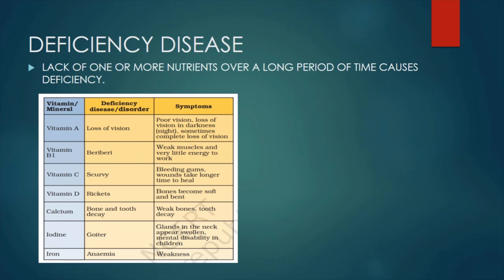Our last vitamin deficiency is vitamin D. Vitamin D deficiency causes rickets. It leads to soft and bent bones. Moving on to our mineral deficiency, we have calcium. Lack of calcium in our body leads to weak bones and tooth decay.